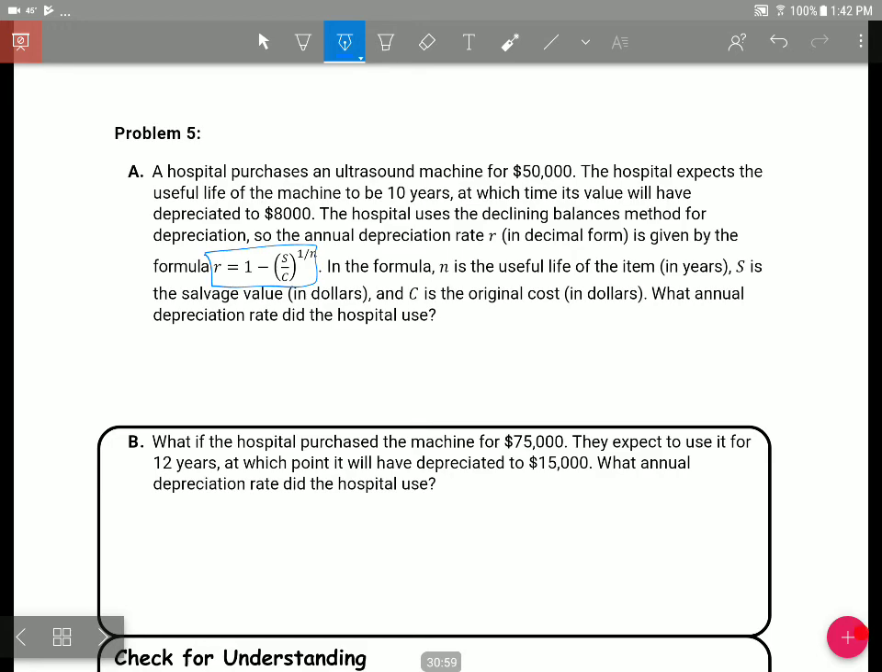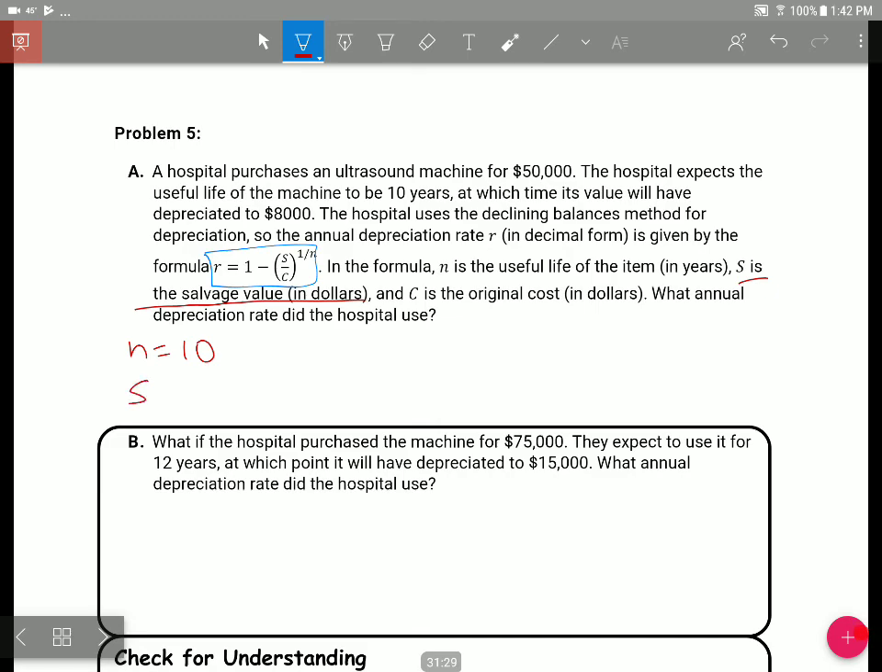In the formula, N is the useful life of the item. So what does N equal? How long are they going to have the item? 10 years. They're going to use it for 10 years. Okay, S is the salvage value. Well, if you are salvaging the value out of something, that means you're selling it later on down the road. So that's the 8,000. That's how much it's worth at the end.